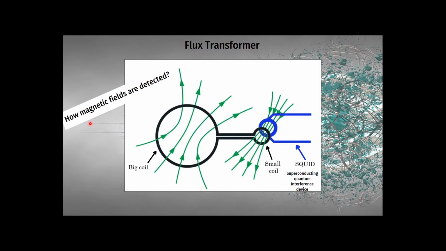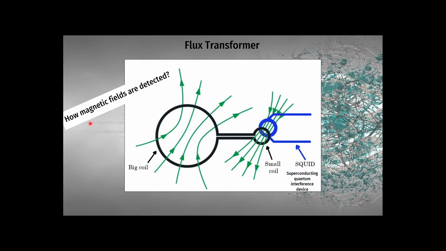Now this field is more compact and more dense, but it has the same strength as the magnetic field of the large coil, because the flux transformer does not actually amplify the magnetic field, but rather it amplifies the flux of the magnetic field, and thus comes the name flux transformer.